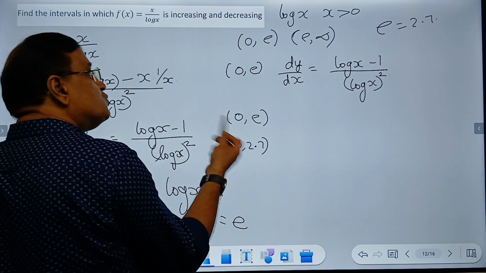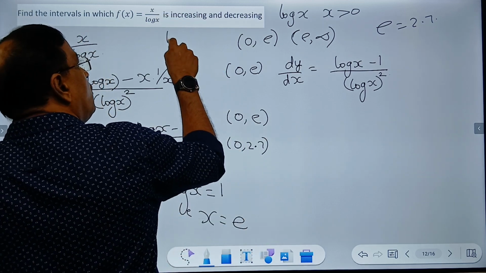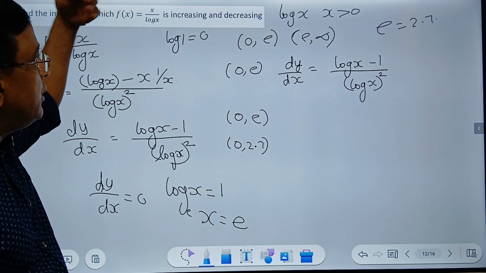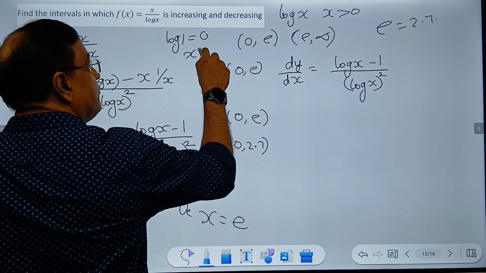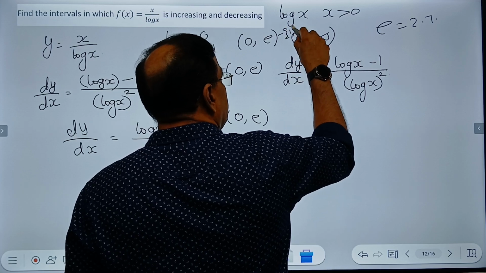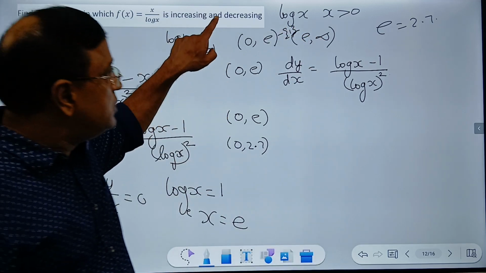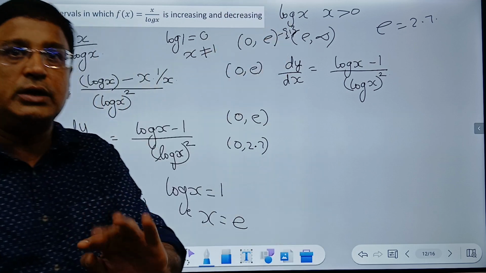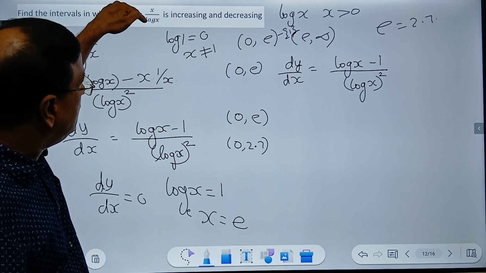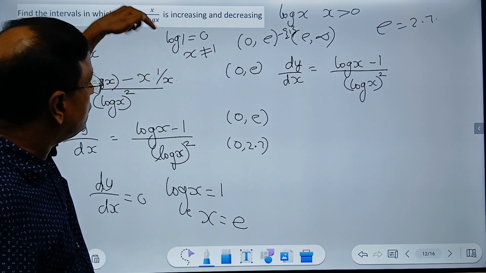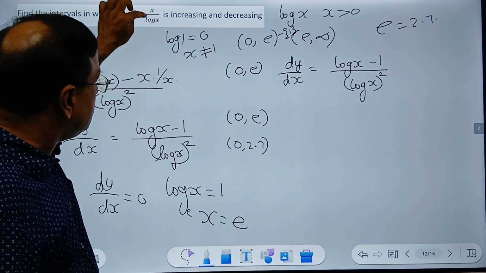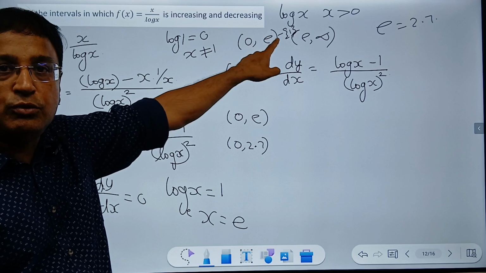But remember, you can't choose one because log 1 is 0. So, denominator becomes 0. The function cannot exist. So, obviously, x definitely cannot be 1. So, when you write this interval, you have to make sure you write 1. Okay, you have to remove 1. 0 to e excluding 1. You understand why now? Because 1 by log x is not possible. Log 1 is 0, but if the denominator is 0, the function is not defined. So, in this particular function, x cannot be 1. So, you have to remove that.